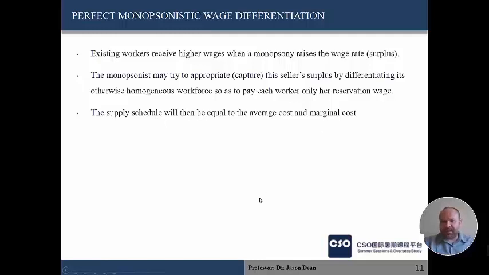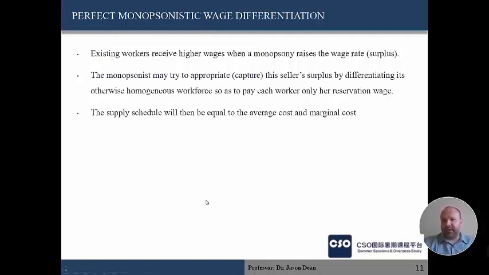Okay, so if that's the case, then the supply schedule will be equal to not only the average cost but also the marginal cost, because if they want an extra worker, they would just have to pay that worker the higher wage to entice them to work. In our previous example, that would be the $7.50. So they would just have to pay the $7.50. They wouldn't have to increase the wage for all of the other workers.